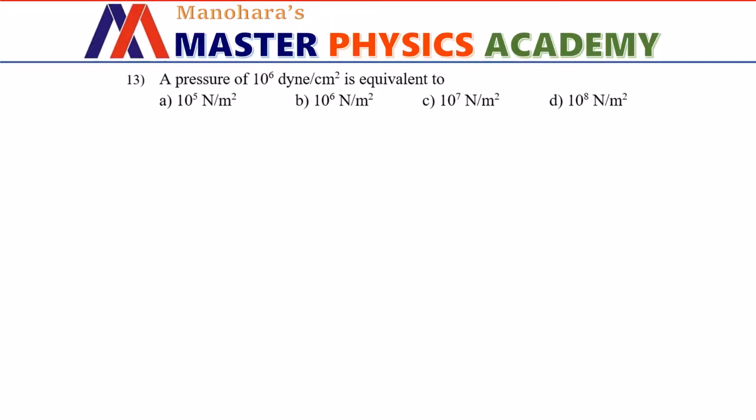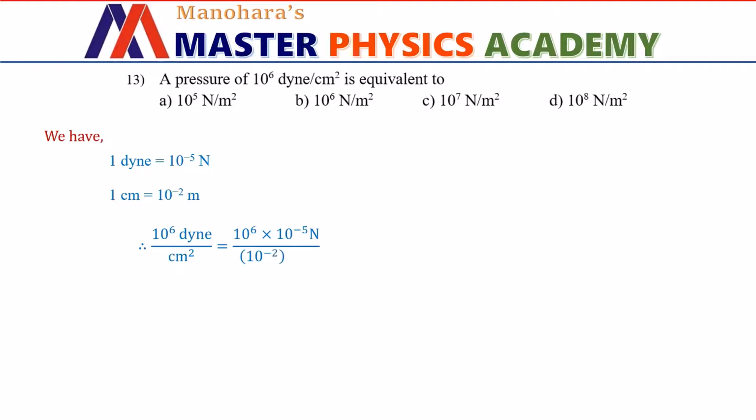A pressure of 10 power 6 dyne per centimeter squared is equivalent to: we know that 1 dyne is equal to 10 power minus 5 Newton and 1 centimeter equals 10 power minus 2 meter. Now 10 power 6 dyne divided by centimeter squared is equal to 10 power 6 into 10 power minus 5 Newton divided by 10 power minus 2 whole squared meter squared. Upon solving, we get 10 power 5 Newton per meter squared as the answer. Option A is the right choice.